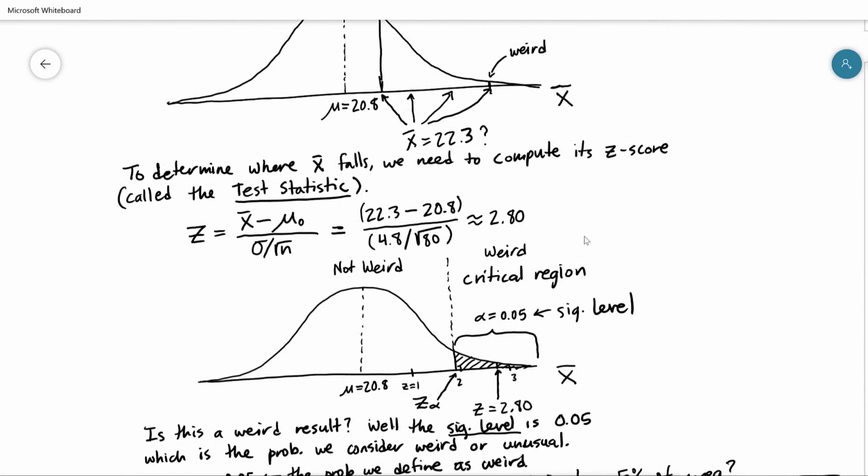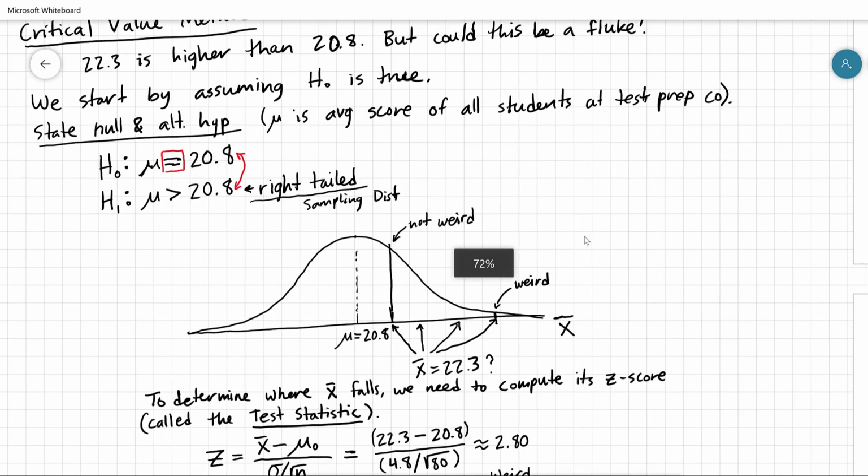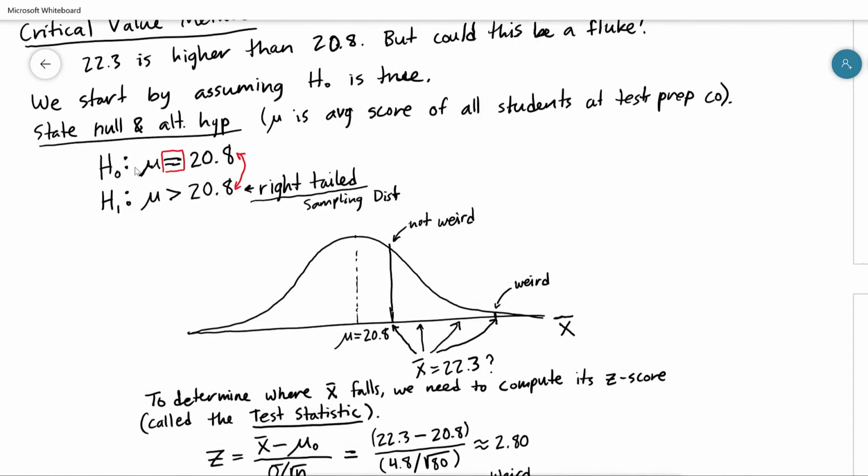So going back up here, we assumed this was true. We just got weird results assuming this was true. It led to very weird results. So maybe it was a bad assumption. What's maybe a better assumption? Well, our alternate hypothesis. Maybe it's a better assumption that mu is greater than 20.8, that it's a larger value.